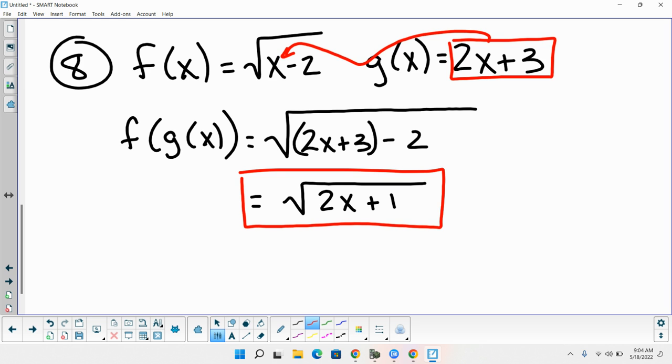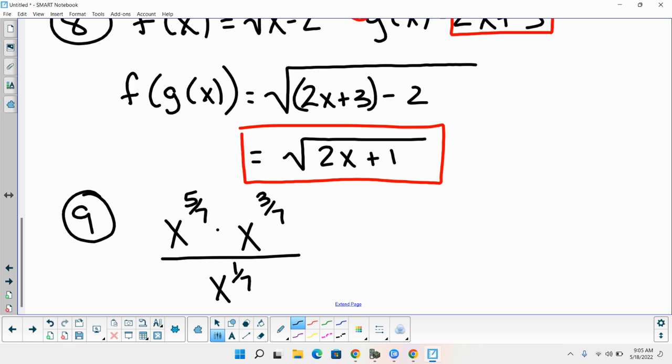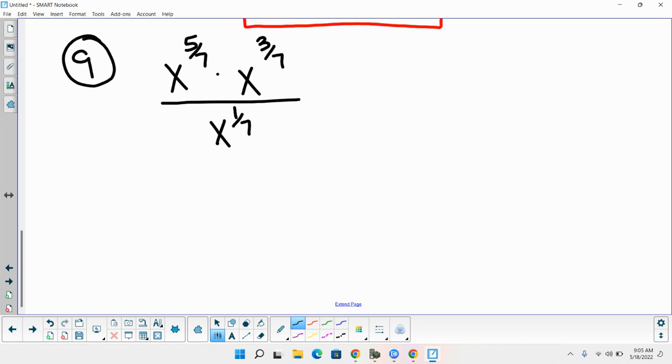Number 9, we've got some rational exponents, fractions for exponents, but our rules are the same as if they were whole number exponents. Okay, what's the rule for the 2 in the top? Add the exponents. So what's 5/7 plus 3/7? Equals 8/7.